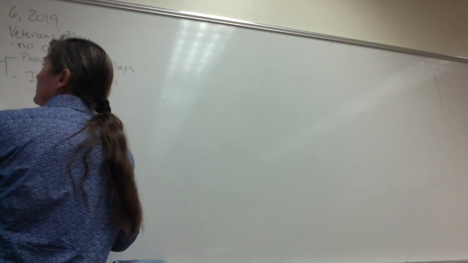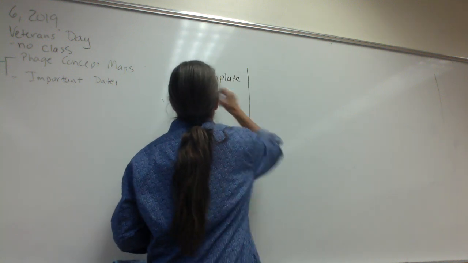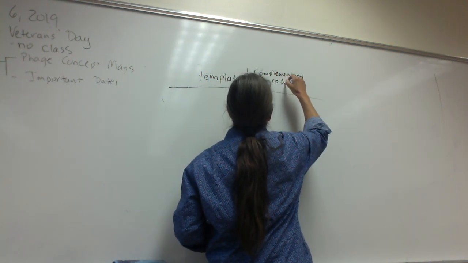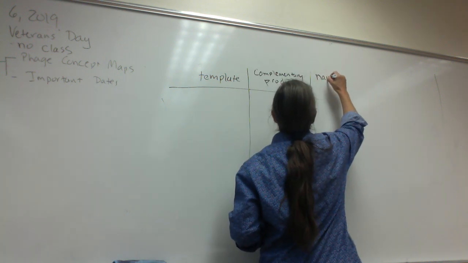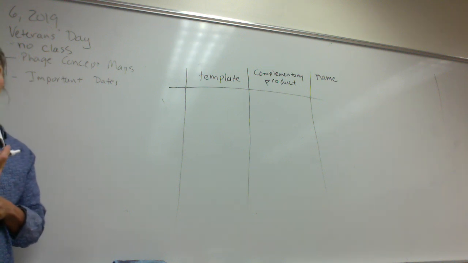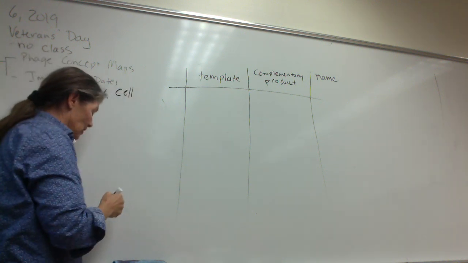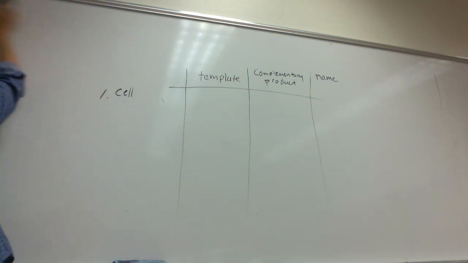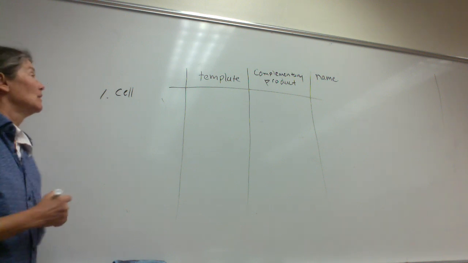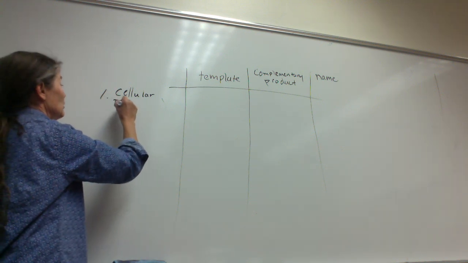Okay. So let me make a table, and I'll ask the questions and we'll fill in the table. Okay, so the first question I want to ask you is let's talk about cells. Your cells are bacteria cells. So when cells need to copy their chromosomal DNA, which enzyme do they use? Good job. DNA polymerase, right?